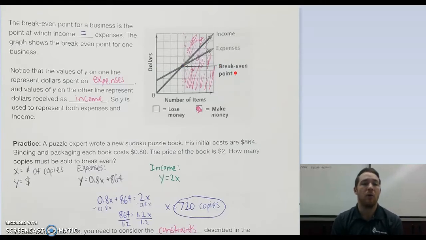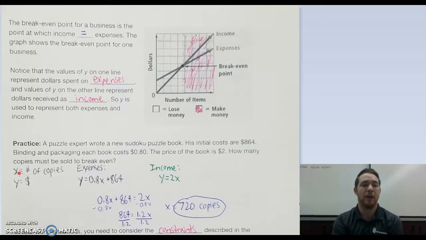So notice the values of Y on one line represent dollars spent on expenses, and the values of Y on the other line also represent dollars, but this time it's income. So Y is used in both situations to express expenses and income. So both work for dollars. And we're using that fact in that first practice question. Puzzle Expert wrote a new Sudoku puzzle book. The initial costs he used to make that are $864. Binding and packaging each book costs 80 cents. The price of the book that they're selling that for is $2. We want to figure out how many copies it's going to take to break even for that business.